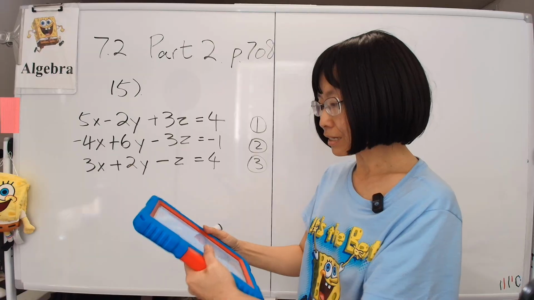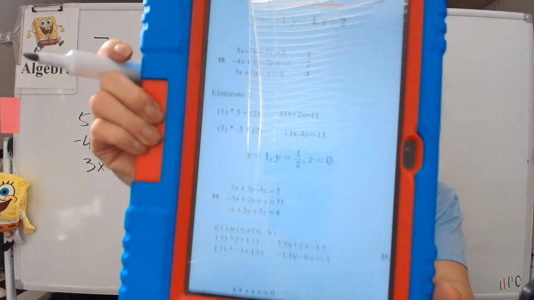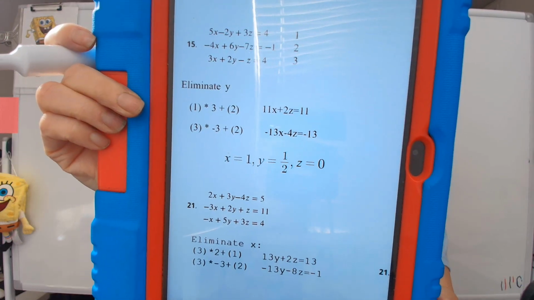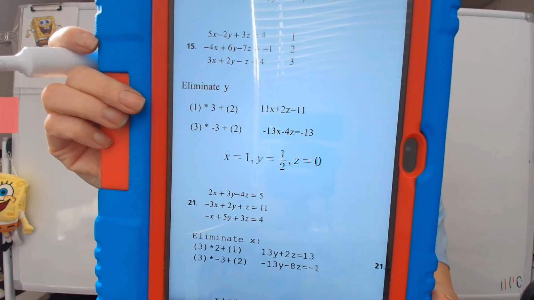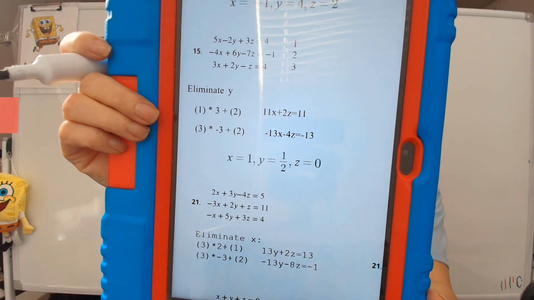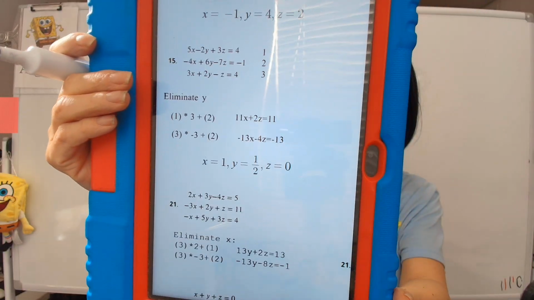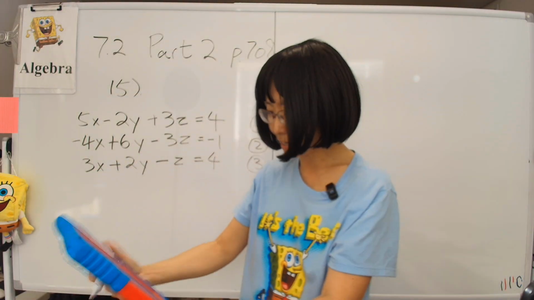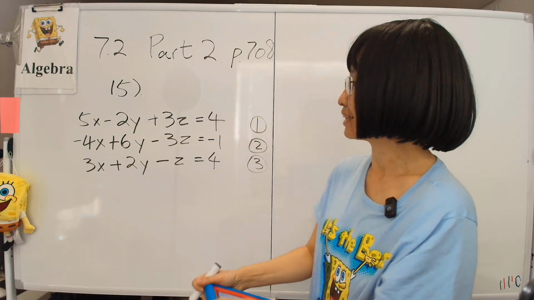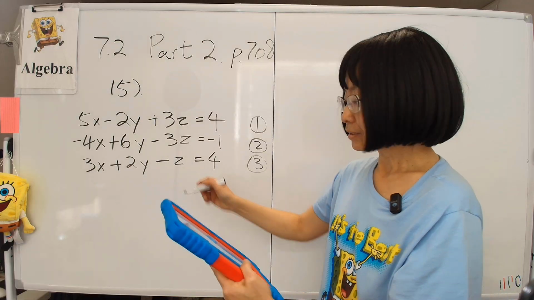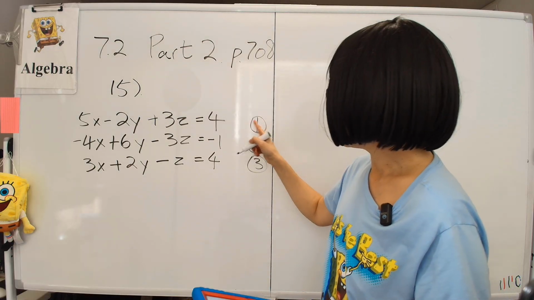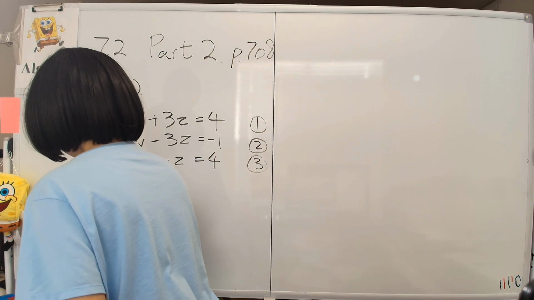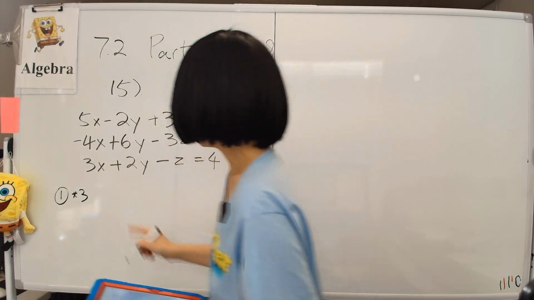But anyway, for problem 15, our game plan is to eliminate y. First, I'll take equation 1 times 3 and add it to equation 2, and in doing so, I will eliminate y. The other game plan is similar. Anyway, we'll do what I wrote here and hope we get to the right answer. So first, we will take equation 1 and multiply by 3. Let's do that.